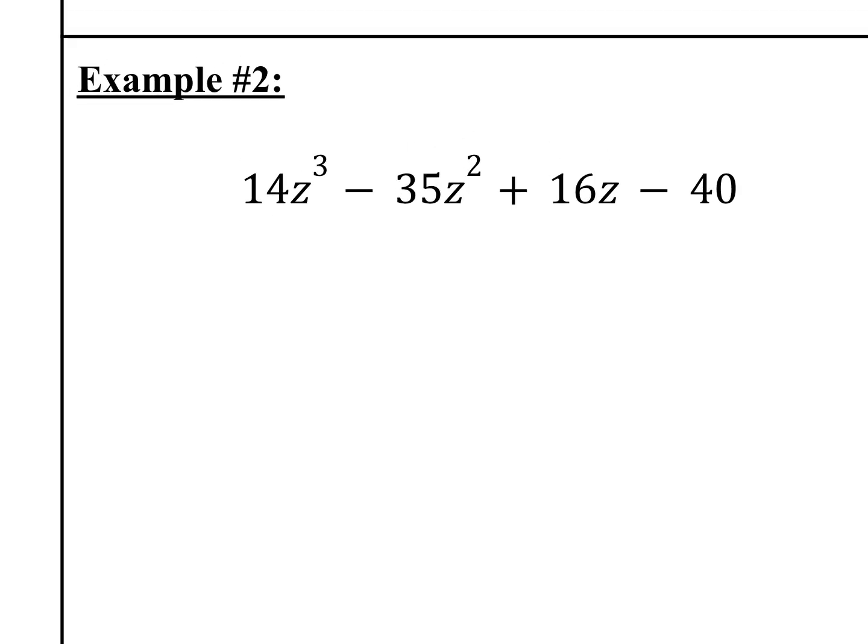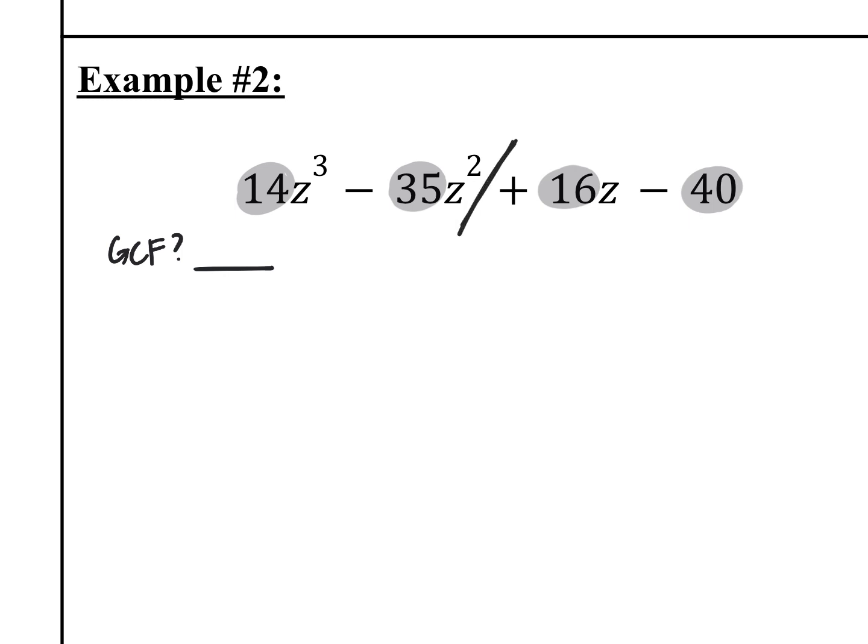Okay, first thing that we're going to do is we're going to look at 14, 35, 16, and negative 40 on your factor chart. And if you look at your factor chart, of all of those numbers, is there a GCF? Go ahead and put yes or no in this space, just so that I know you're paying attention and listening to this video. And then we're going to go ahead and split this in half.